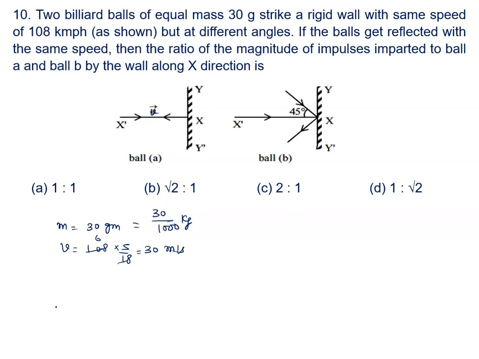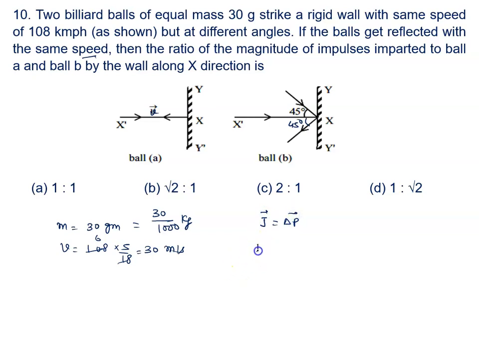But at a different angle. If the ball gets reflected with the same speed, ball A is returning back, and ball B is reflecting at the same angle, that is 45 degree. Then the ratio of the magnitude of the impulse imparted to ball A and ball B by the wall: impulse is change in momentum.